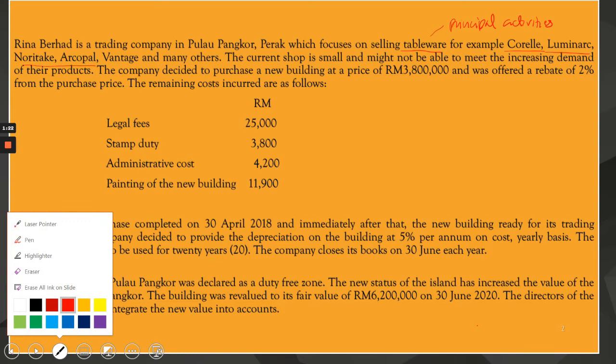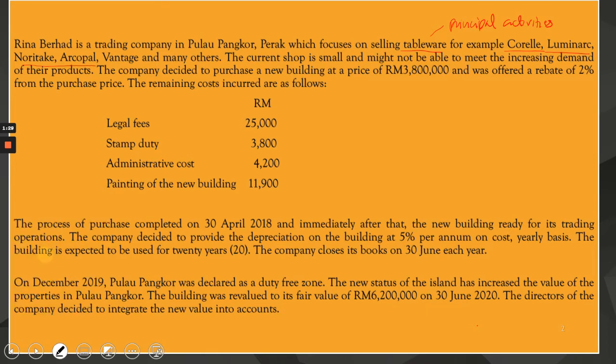Let's look at the next sentence. The current shop is small, so they might not be able to meet the increasing demand. Demand for what? Demand for the tableware products. So the company decided to purchase a new building. This is the decision to purchase a new building.